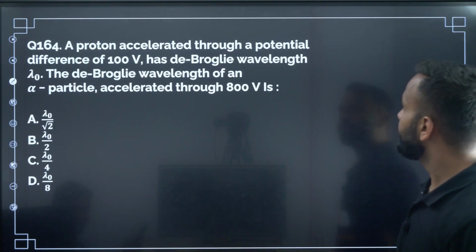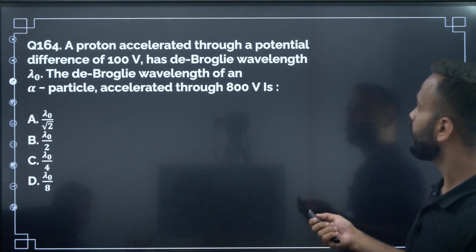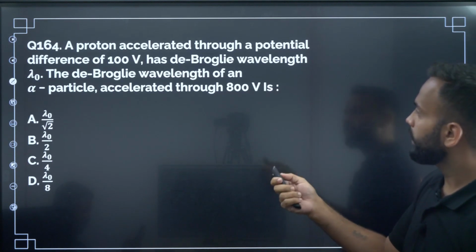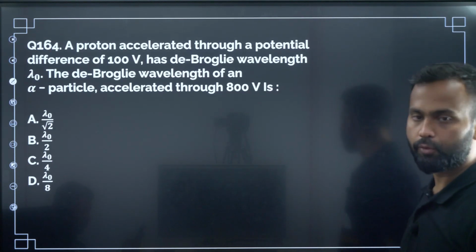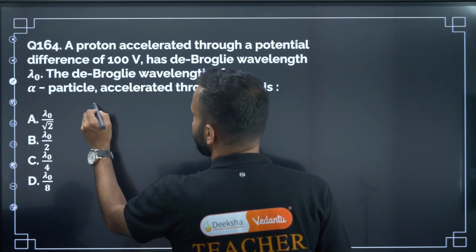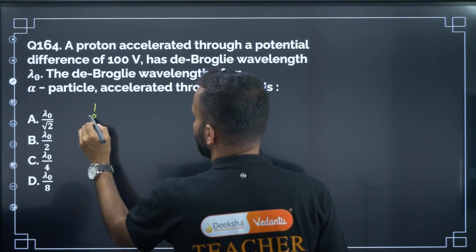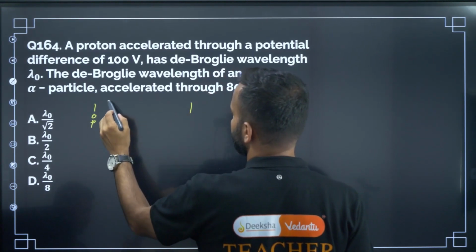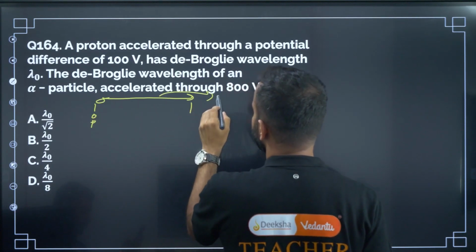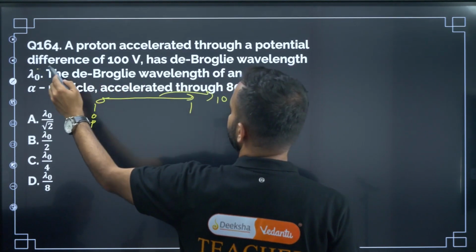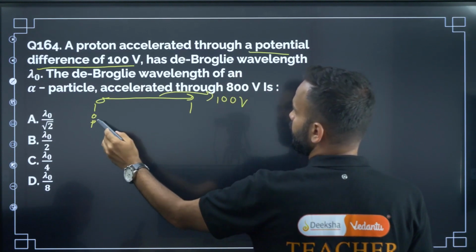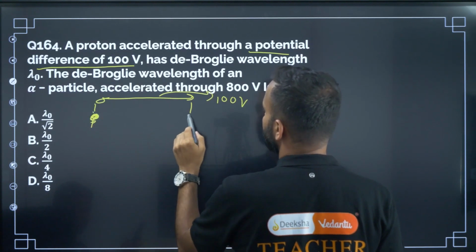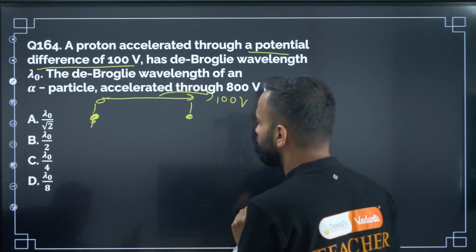164. A proton accelerated through a potential difference of 100 volt has de Broglie wavelength lambda naught. The de Broglie wavelength of an alpha particle accelerated through 800 volt is? So here this is the proton, accelerated through a potential difference of 100 volt. The proton moved from this point to this point. The potential difference is 100 volt.